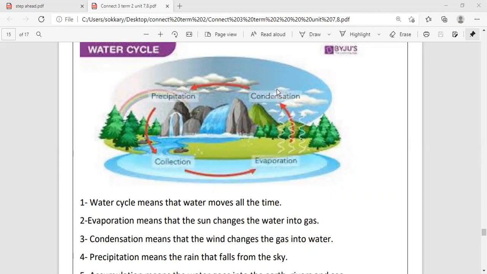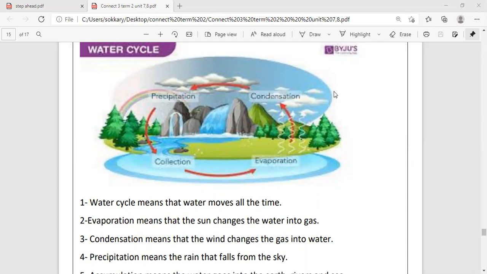When gas goes up in the sky, what happens? Condensation. What happens, students? Condensation. Again, please. Yes, condensation. So what is the meaning of condensation? Condensation means that the wind, which is in the sky, changes the gas, which comes from evaporation, and becomes water again. So condensation means the wind changes the gas into water. Why? Because the wind is cold.